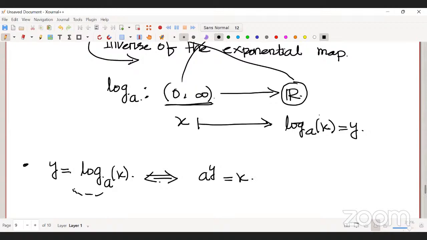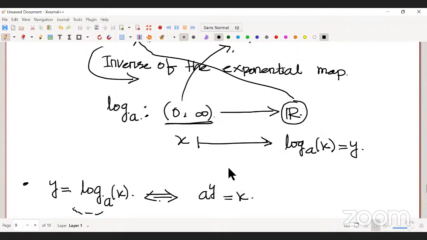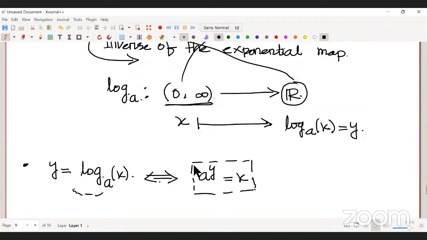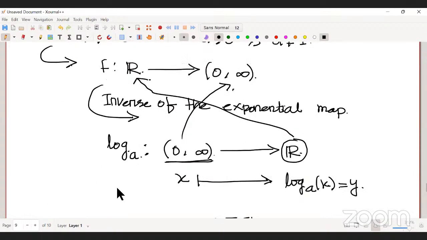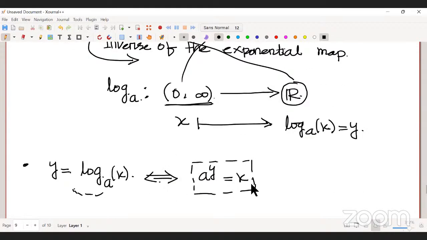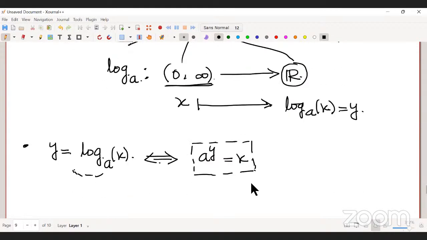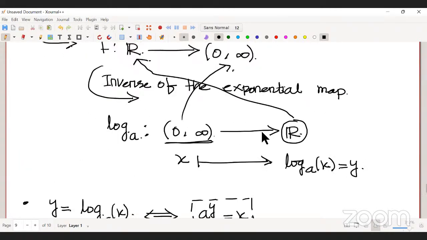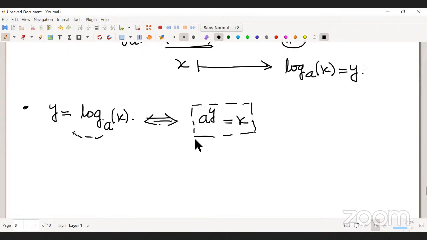This statement, whatever I have written here, I'm not writing in the air. I can write this statement because of the fact that this exponential, a power x, is the inverse of this function. That's why I can write this. It's not that I am writing something in the air. This previous map, whatever map I have defined here, is the inverse of this map by definition. That's why I can write this.